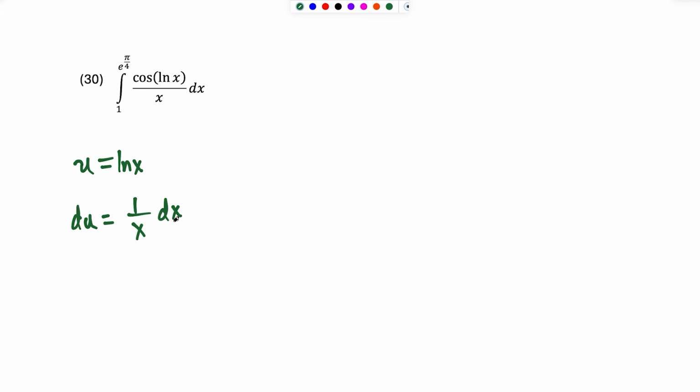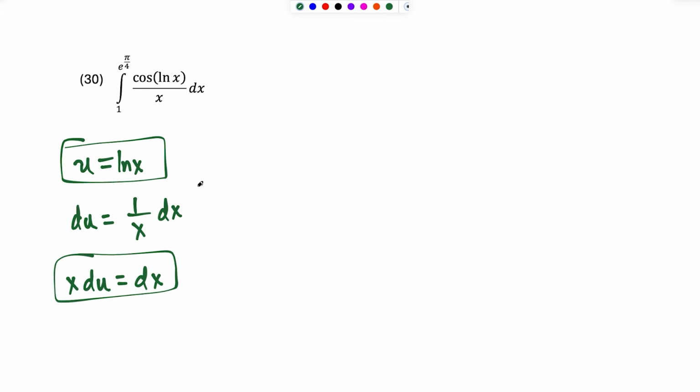Now from here, if we want, we could solve for dx. So I can multiply both sides by x, and that gives us x du equals dx. Okay, so these two pieces are very important. But when you are doing a U substitution for a definite integral, what you could do over here is you could find new limits in terms of u.